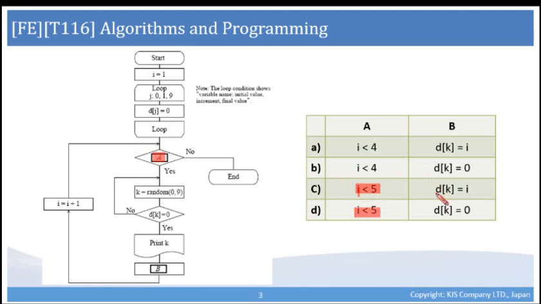Now we're concerned as to what we want to set D of k equal to. So D of k, after k is printed, wants to be set to a non-zero value.